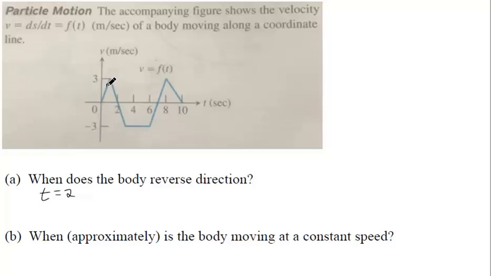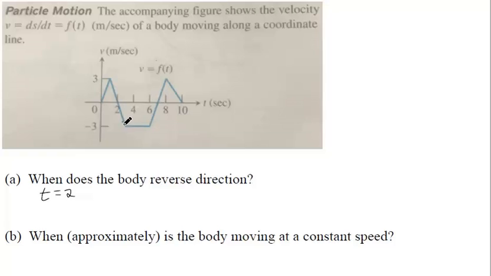Right here, the particle's velocity is maybe 2.8 meters per second. Right here, it's 2.8. It's maybe 2.1. It's 1.1 there. I don't know. Those are just guesses for the y values, but they're positive, is the point. If you've got a positive velocity, you're still moving forward. But right here at t equals 2, we go from positive velocities to negative velocities. So we're moving backwards at t equals 2.